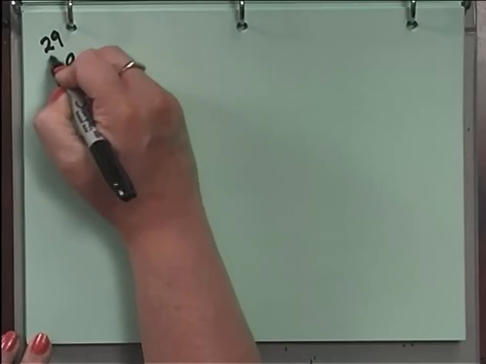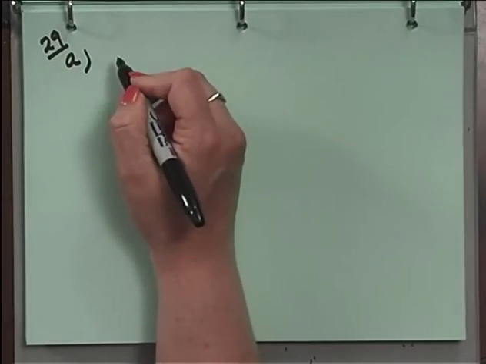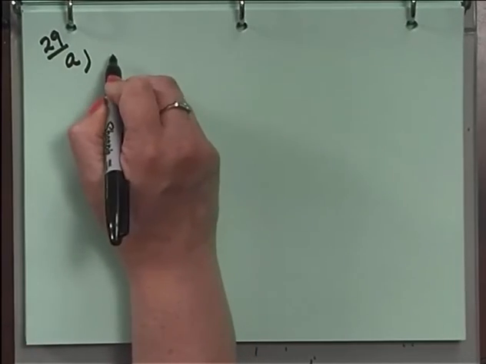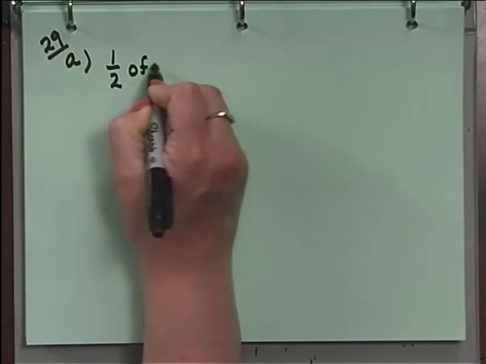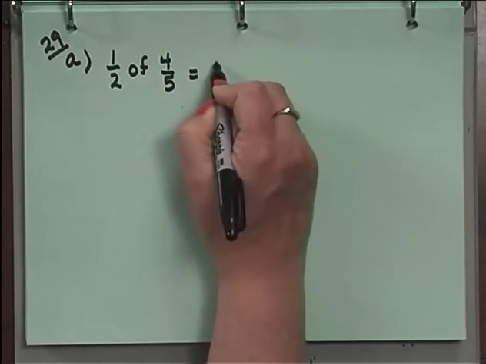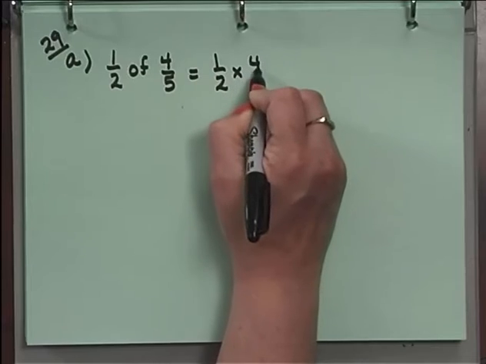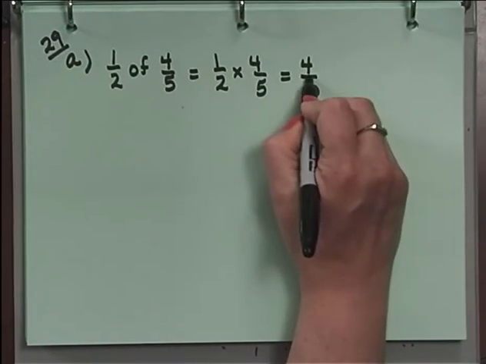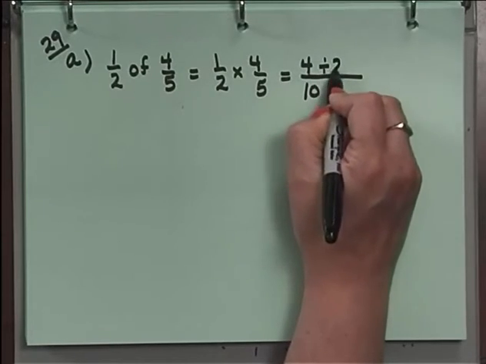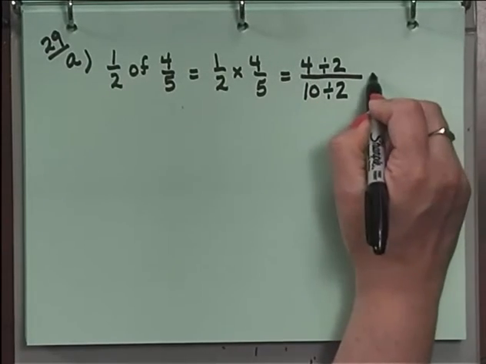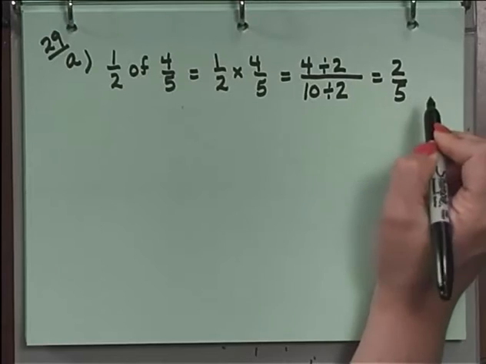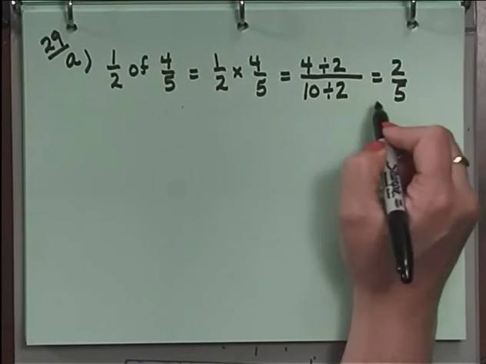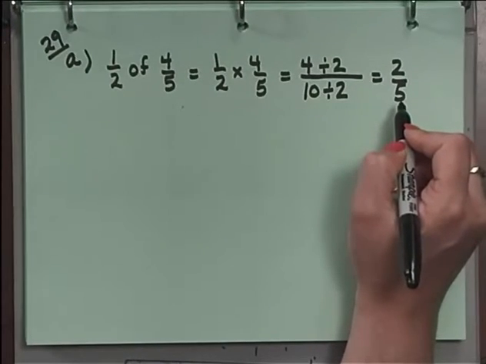Practice problem A. We're asked to multiply, then reduce. Well, 1/2 of 4/5 is the same thing as 1/2 times 4/5. And 1 times 4 is 4, and 2 times 5 is 10. To reduce, we would divide by 2. 4 divided by 2 is 2, and 10 divided by 2 is 5. So your final product would be 2/5.